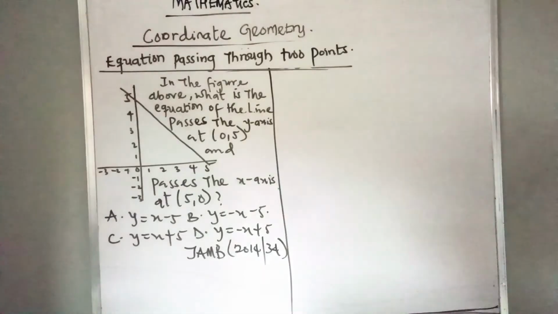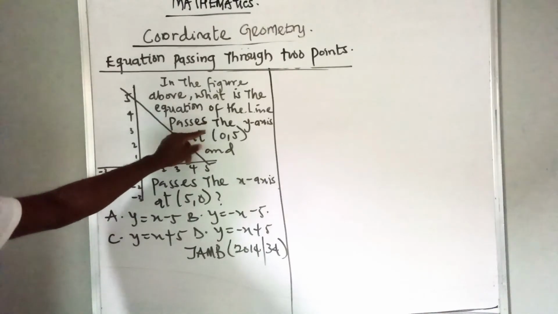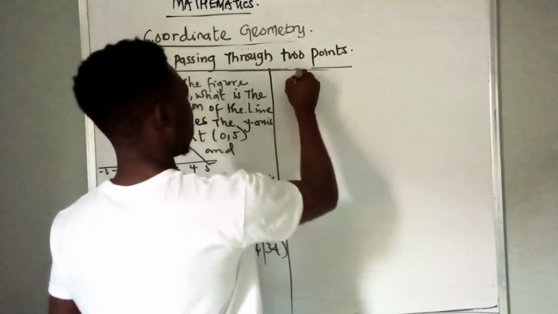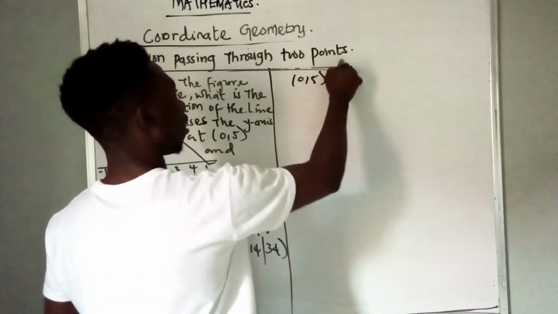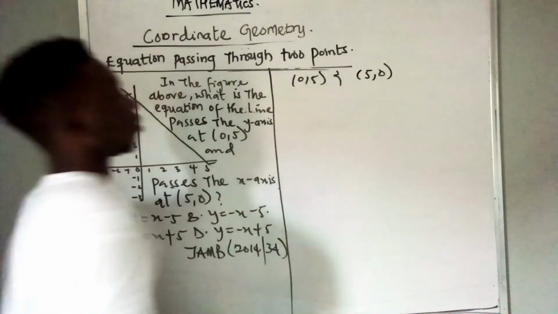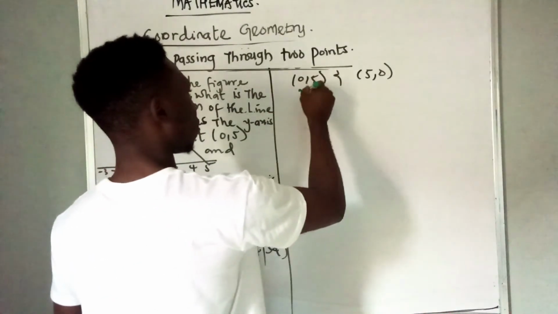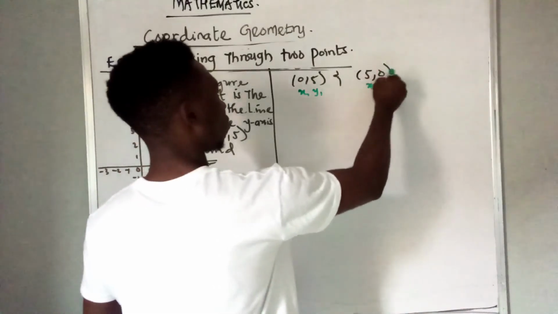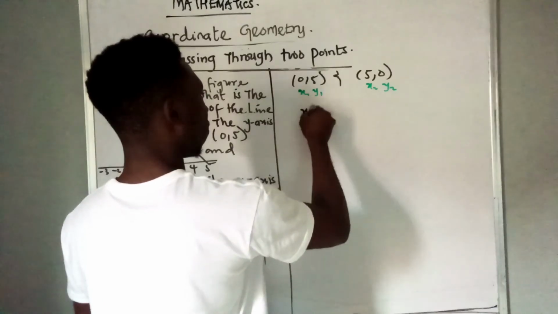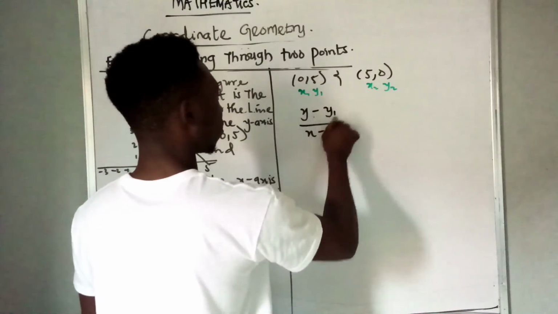Now going further, we have a question here. In the figure above, what is the equation of the line that passes through this? Now on the y-axis, it passes through 0, 5, and on the x-axis it passes through 5, 0. Now this is very needed. So let's note this. This is our x1, y1, x2, y2.